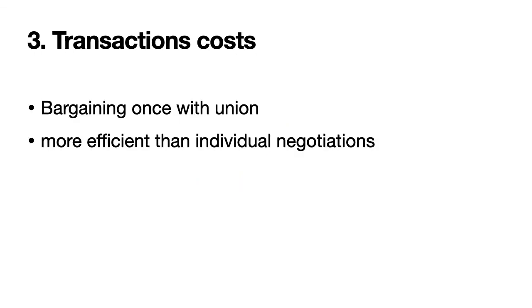The third reason why we might have labor unions has to do with transactions cost. It may be more efficient for a firm to bargain once for all workers than to bargain individually with every worker, particularly if we didn't have power on the side of the employer. So there may be some savings just in terms of negotiating any of the labor contracts.